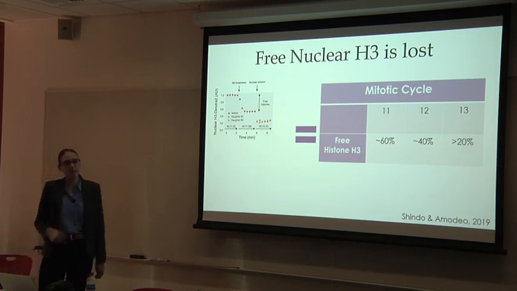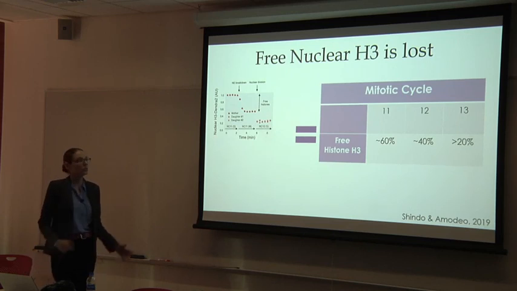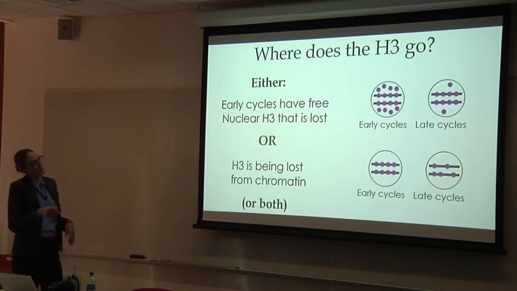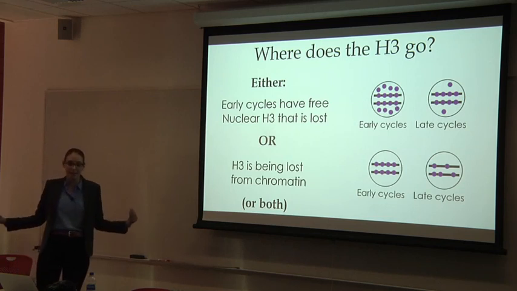But by cycle 13, that's down to less than 20% of all of the histone in the nucleus that is not bound to DNA. So there is this dramatic loss of non-DNA bound histones from the nuclei as the number of nuclei increases.